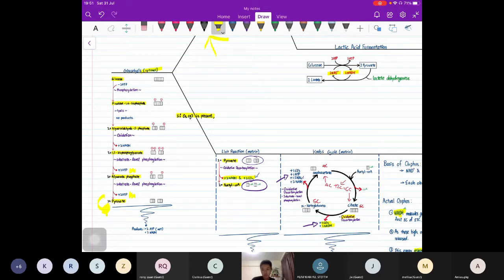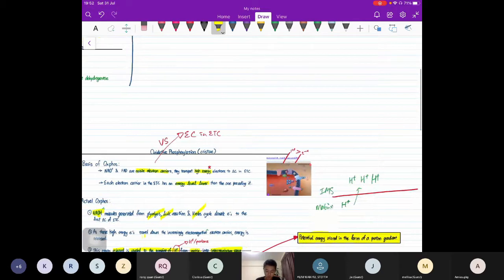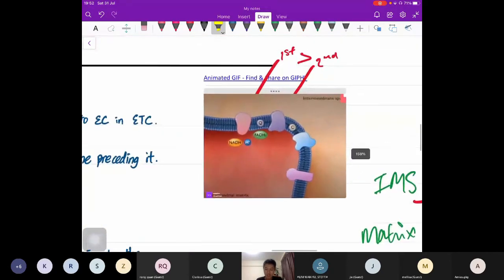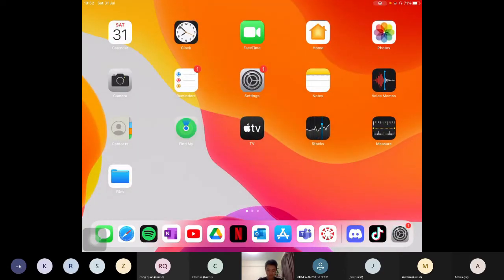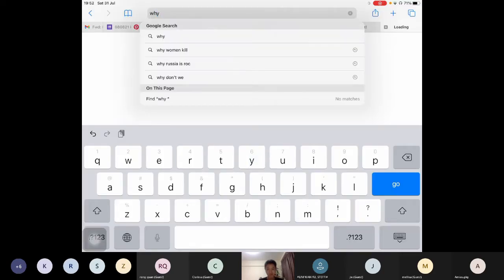Okay, next question is, how is it that down the ETC it's increasingly electronegative? Well, okay, you don't have to know why it is increasingly electronegative. You don't have to know why, you just have to know that it is. I personally never cared why it is increasingly electronegative. I have honestly never asked myself why. Okay, why? What's the question now?